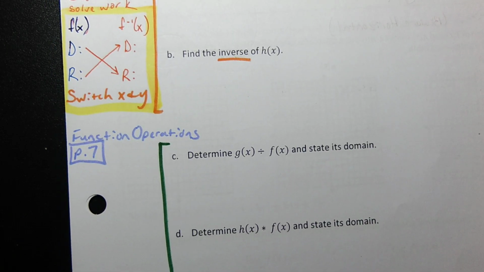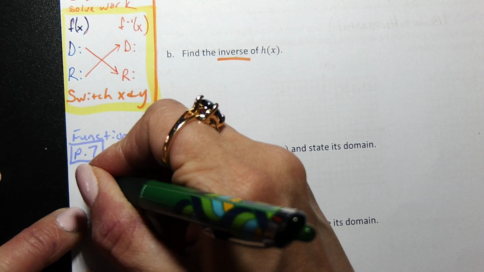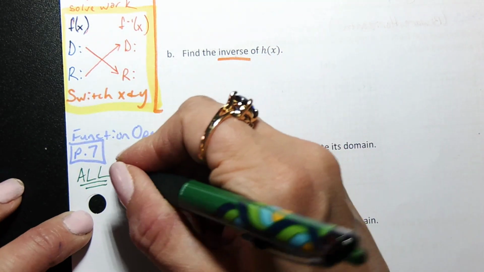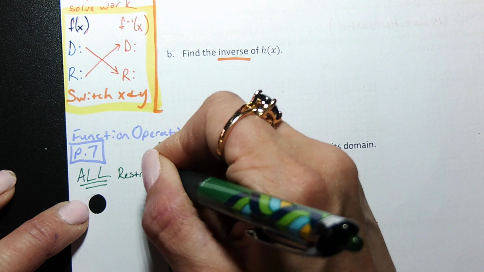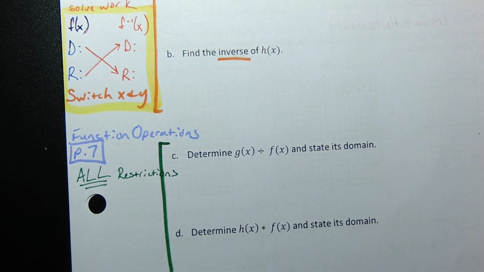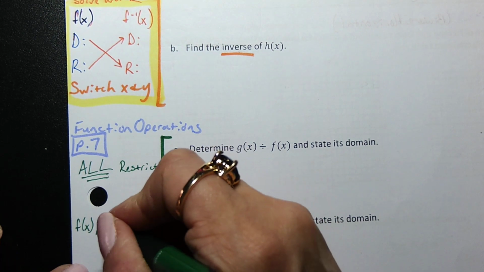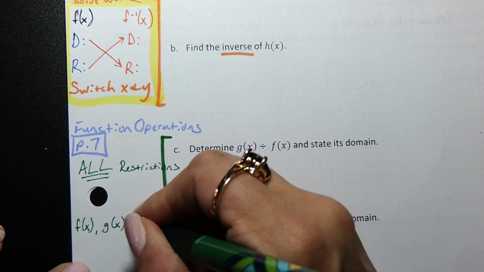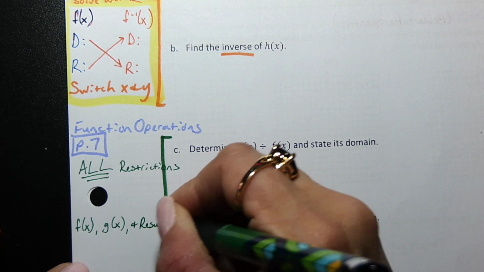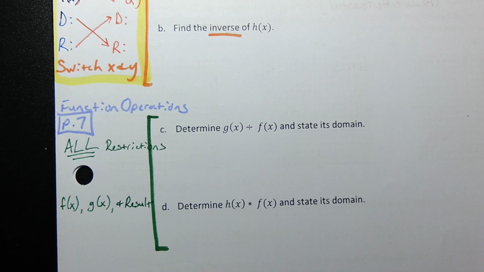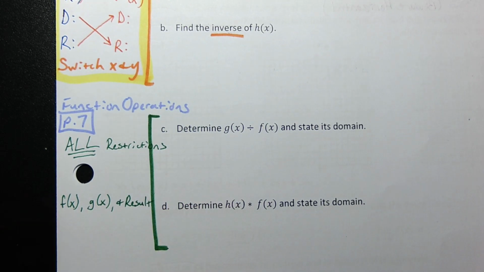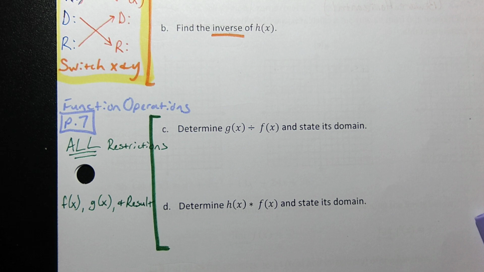So the big thing with function operations is we need to consider all the restrictions when we are thinking about the domain. That means restrictions on f, restrictions on g, and the resultant restrictions. And they use h of x in some of these problems, so h of x, whatever. All the functions involved, we have to consider the restrictions for. And then the problems down at the bottom are the composites.